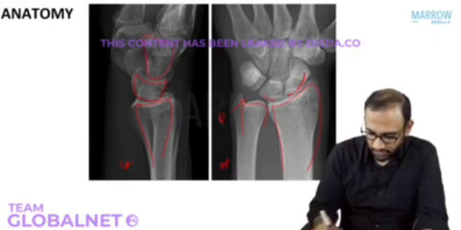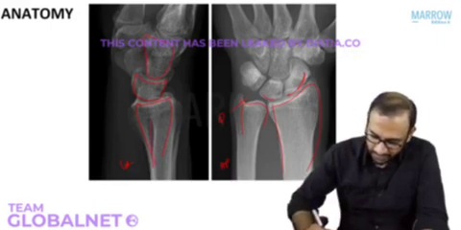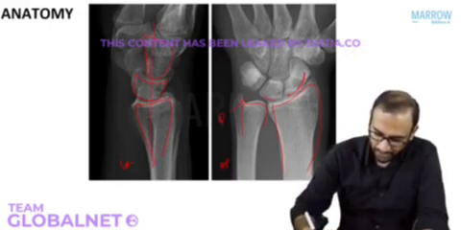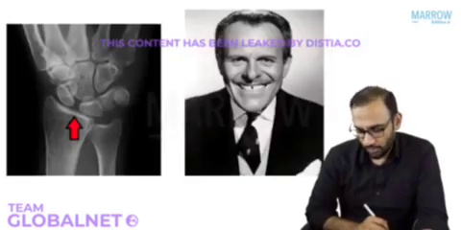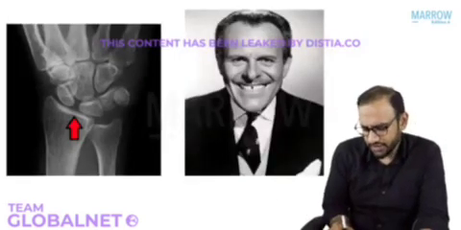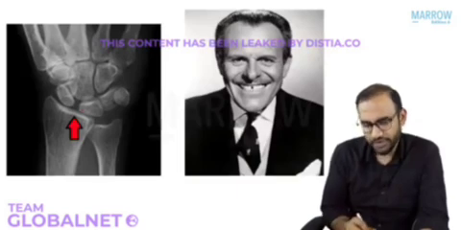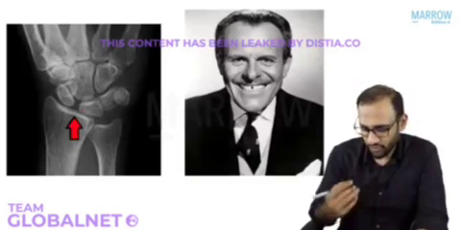In the lateral view, this is again the distal radius, and this is your lunate, and this is your capitate. So radius, lunate, and capitate usually are in one alignment. Now the first problem that we're going to talk about is the increased distance between scaphoid and lunate. This is known as scapholunate dissociation.